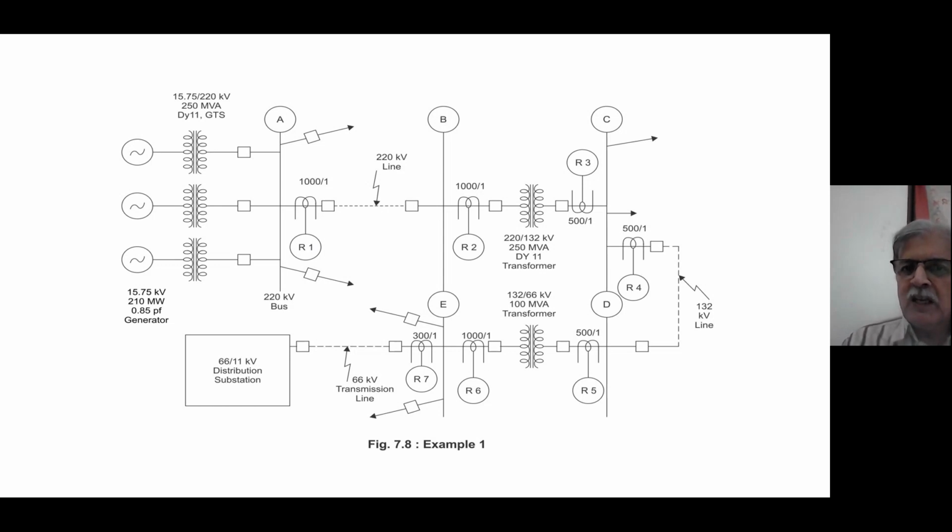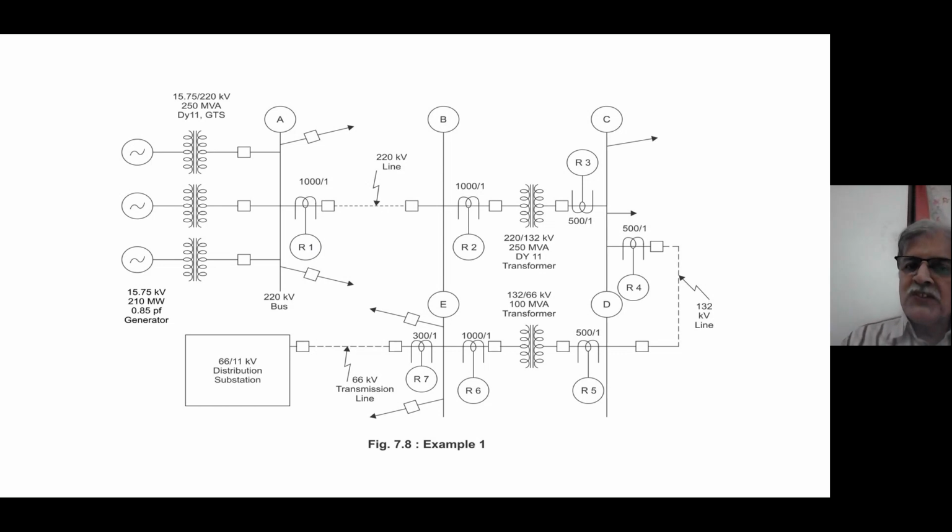From bus B, the power obviously has reduced, and the distance also might have reduced. Therefore, the economic voltage is different. Economic voltage is now not 220 kV, it is 132 kV. So we are transmitting power at 132 kV now.